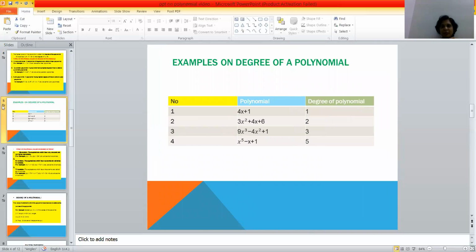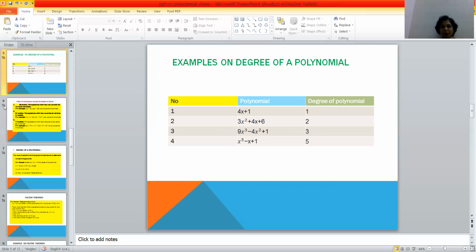Here, there are some examples on degree of a polynomial. First example, 4x plus 1. Here, the degree of the polynomial is 1. Second example, 3x square plus 4x plus 6. Here, the highest power of the variable x is 2. Therefore, the degree of the polynomial is 2.